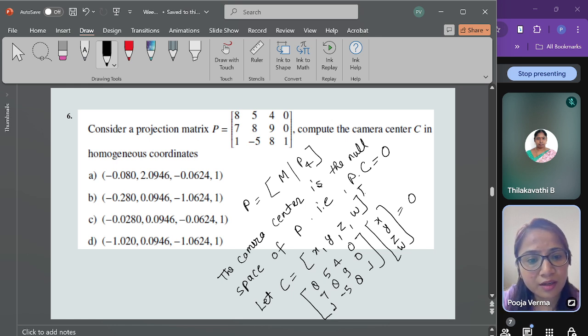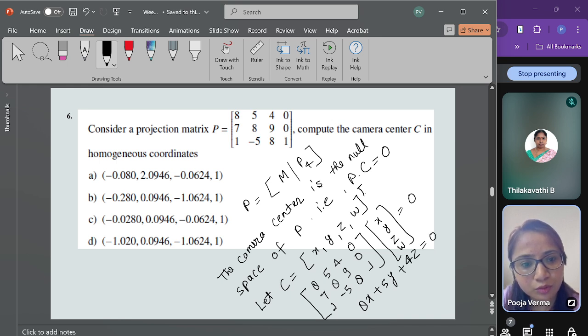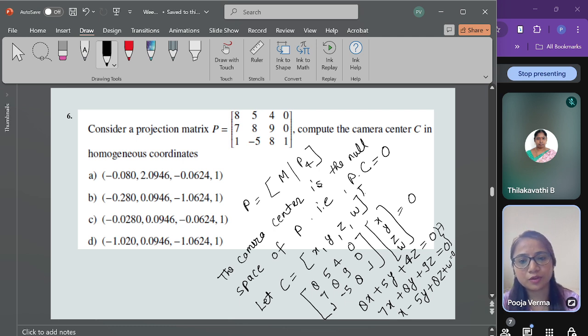Okay, so I'm writing it here. 8x plus 5y plus 4z is equal to 0. Similarly, for the next row you will get 7x plus 8y plus 9z is equal to 0. Now the next one is x minus 5y plus 8z plus w is equal to 0. So these three equations we have derived, equations 1, 2, 3, you can say.